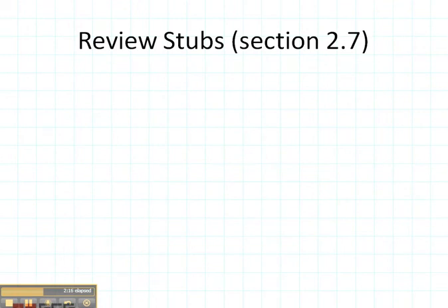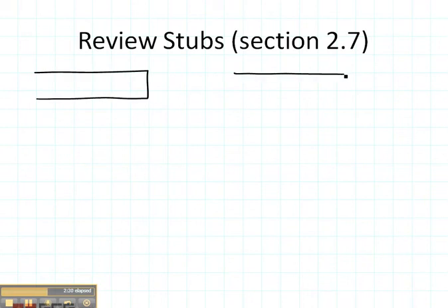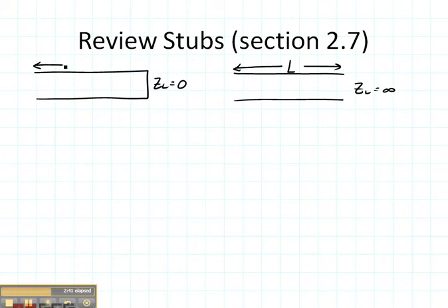Now let's consider one other major aspect that we need in order to do single stub matching, and that's the stubs. The idea of a stub is that we have a transmission line that is either short-circuited on the end or a transmission line that is open-circuited on the end. So here the load is 0 and here the load is infinity. What we're going to control is the length of our line L in order to get the input impedance that we want right here, Zin.